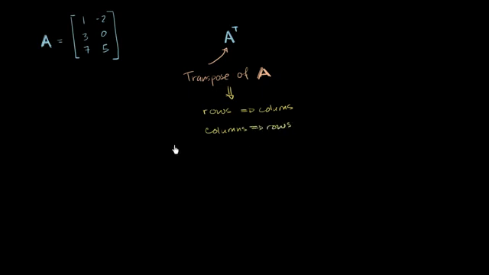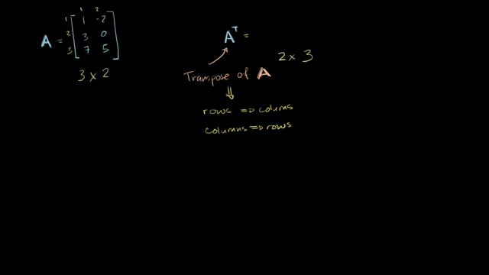What do I mean by that? Well, let's do it right over here. So if I have 3 rows, so let's be clear, this is 1, 2, 3 rows by 1, 2 columns. So this is a 3 by 2 matrix. If all the rows are going to become columns and all the columns are going to become rows, the transpose is going to be a 2 by 3 matrix. It's going to be 2 rows. The 2 columns here are going to become the 2 rows by 3 columns. These 3 rows are going to become 3 columns.